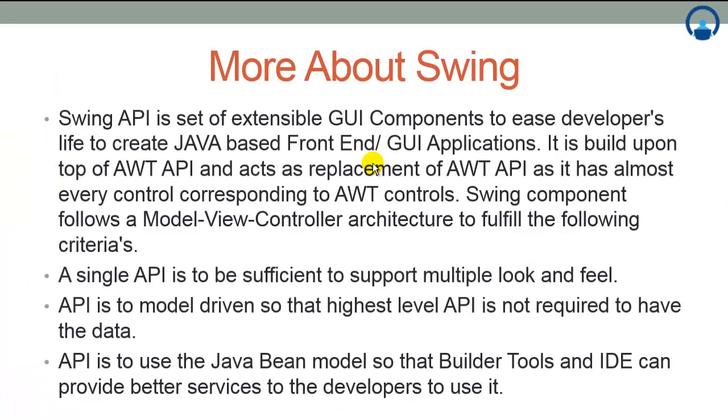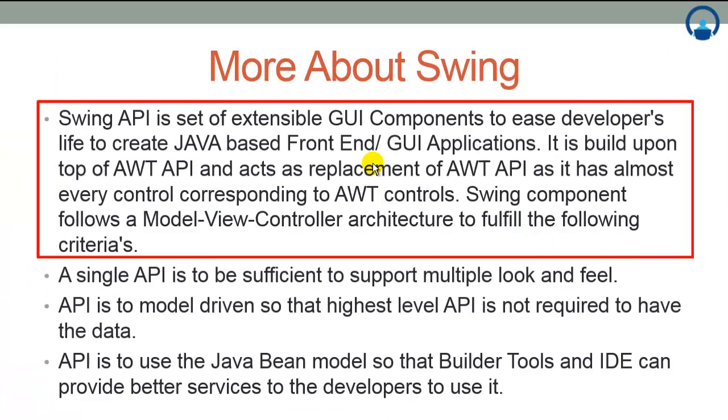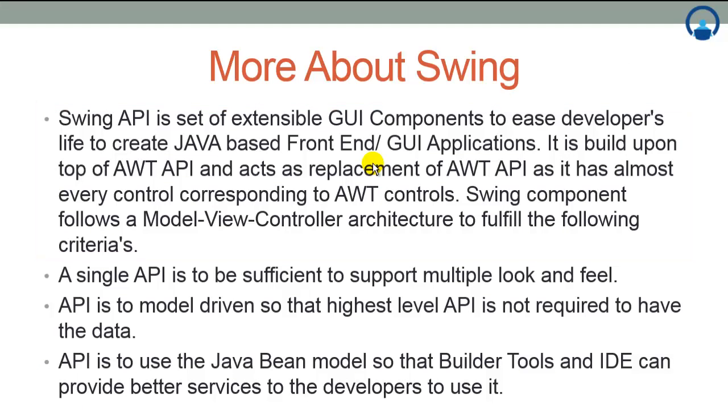So moving on. Now we'll be discussing something more about Swing. Swing API is a set of extensible GUI components to ease developers' lives to create Java-based front-end GUI applications. It is built on top of the AWT API. AWT is the Abstract Window Toolkit, and Swing is also an API that acts as a replacement of the AWT API, as it has almost every control corresponding to AWT controls.